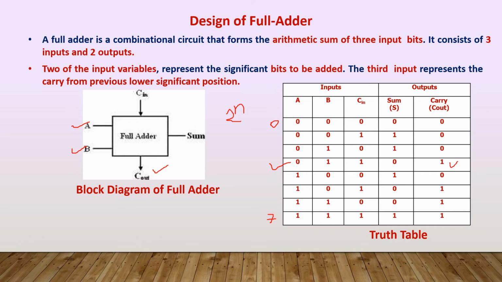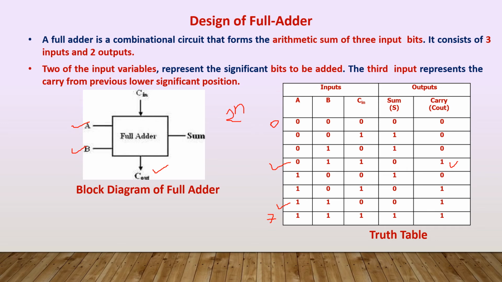Next one is 1 plus 0, 1, and 1 plus 0, again 1. So sum is equal to 1, carry is equal to 0. Next case, 1 plus 0, 1. Again 1 plus 1 is 1, 0, where 0 is nothing but sum and 1 is nothing but carry. Similarly in this case also, 1 plus 1 is 1, 0. So sum is 0, carry is 1.